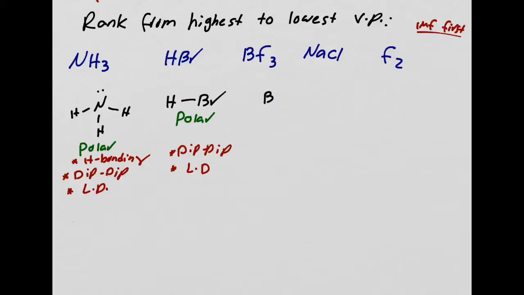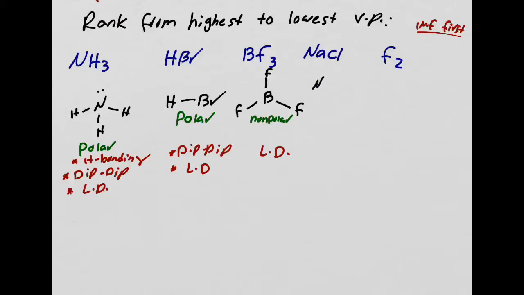Now, let's go to the next one. BF3. Is BF3 ionic? No. Does it have hydrogen bonding? No, it doesn't even have a hydrogen. Is it covalent? Yes. It has non-metals together. So I'm going to draw it out. When you draw it out, is it polar or non-polar? Is it non-polar geometry? So if you are non-polar, the only thing that it has is London dispersion.